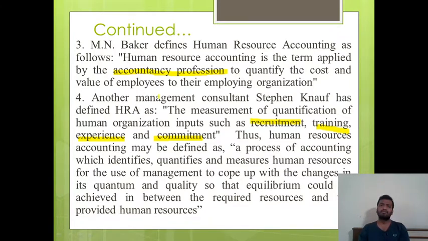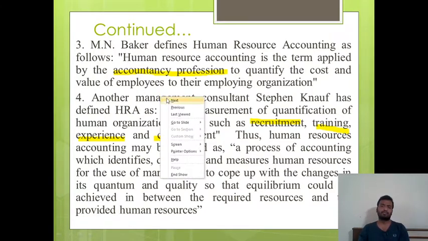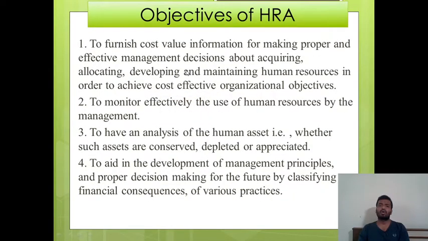Now, we will move towards the objectives of human resource accounting. What is the reason behind maintaining human resource accounting? Whether it is helpful or not. By looking at the meaning and the definition, we can say definitely it is helpful, but technically how it is helpful to the management, we will see.